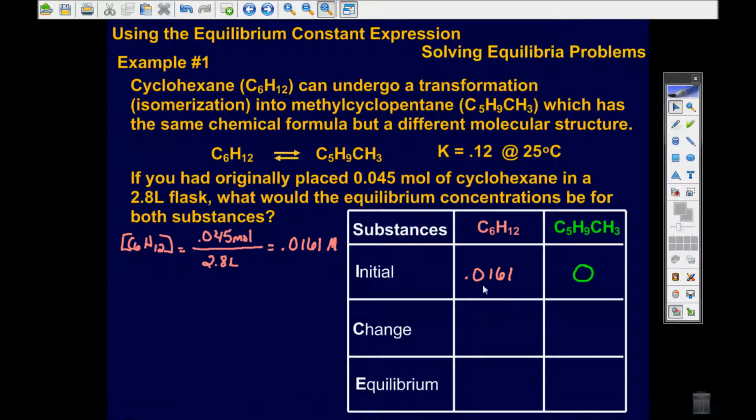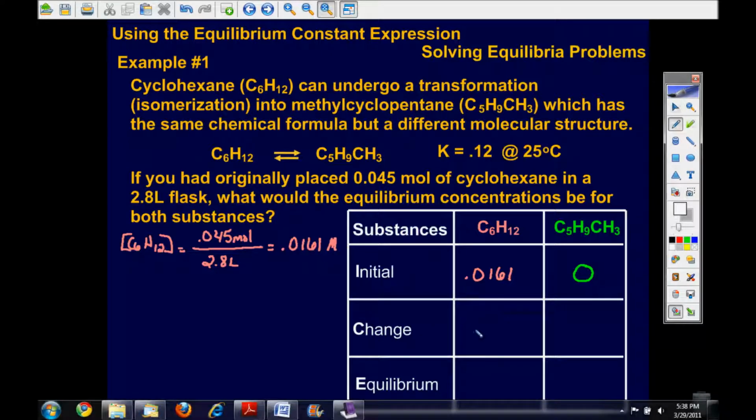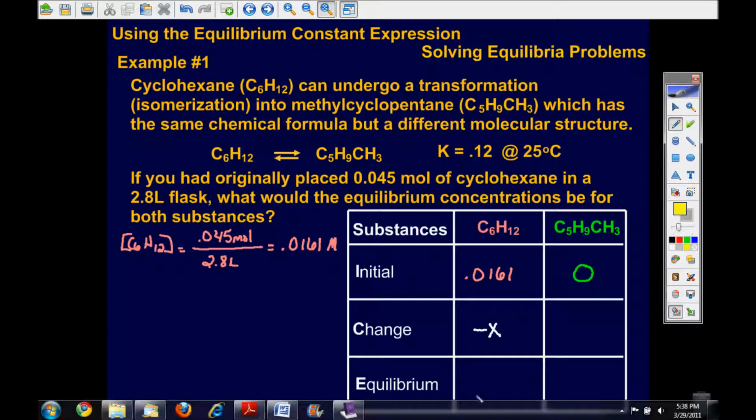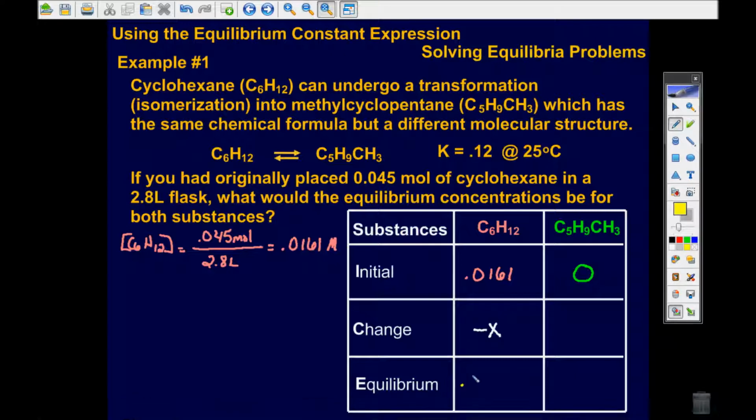So we do know that this reactant is going to decrease by a certain amount. And we're going to let that amount be X. So I'm going to say minus X is what it decreases by. So at equilibrium, my total concentration for the reactant is going to be what I started out with minus what I have lost. So I'm going to say 0.0161 minus X.